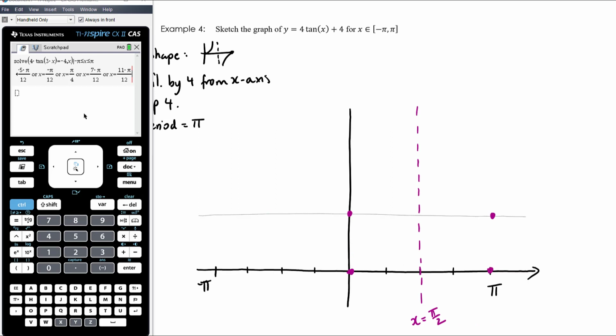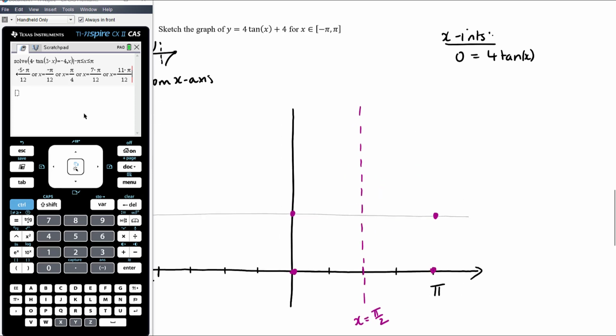So x-intercepts, we need y to equal 0. 4 times tan of x plus 4. So first thing is to get the tan on its own. So we're going to subtract 4 and then divide by 4. So tan of x is equal to negative 1. Okay. Exact value is pi on 4. Tan of pi on 4 is 1.